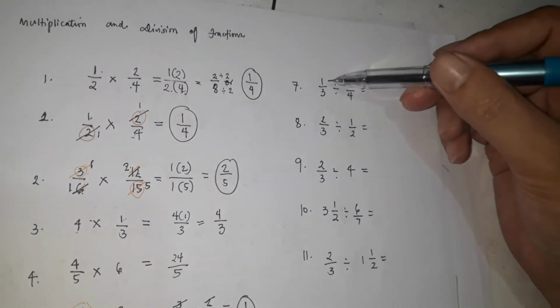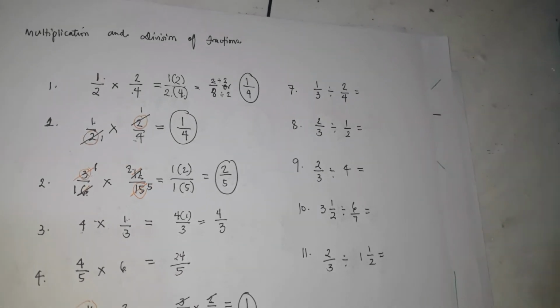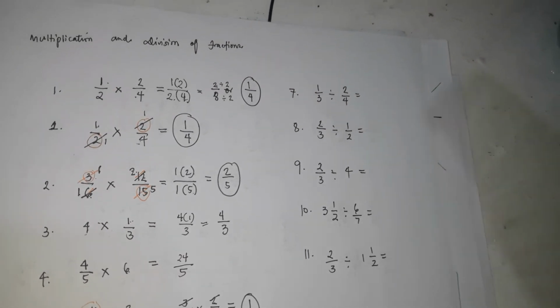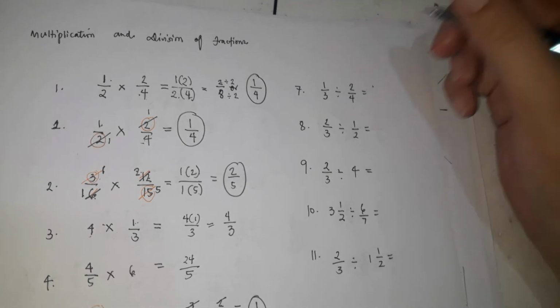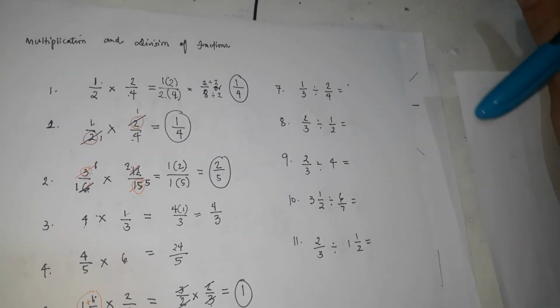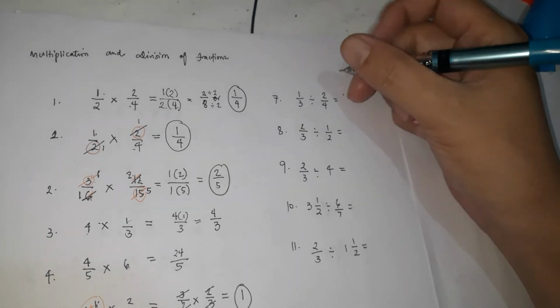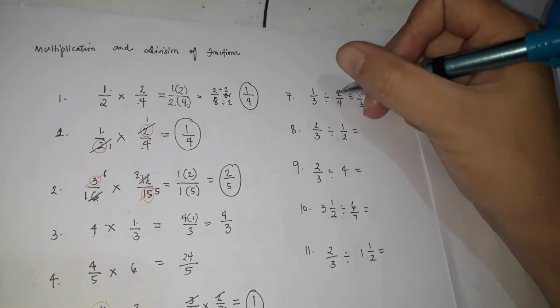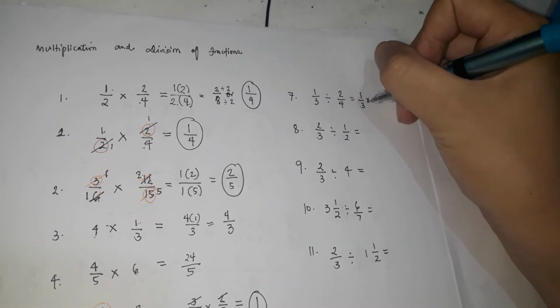Now, let's proceed with division. Division is 1/3 divided by 2/4. What you're going to do is ganito. 1/3, kopyahin mo yung 1/3. Tapos ang division, gawin mong multiplication.